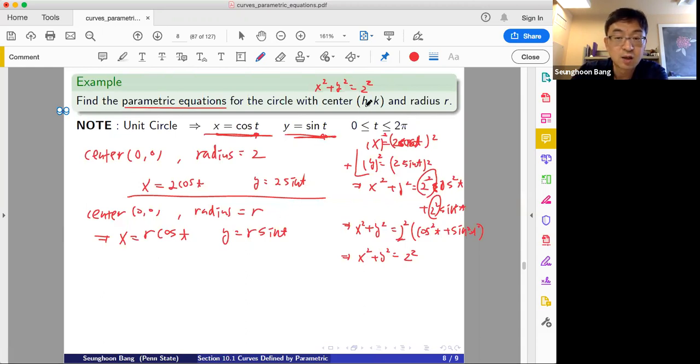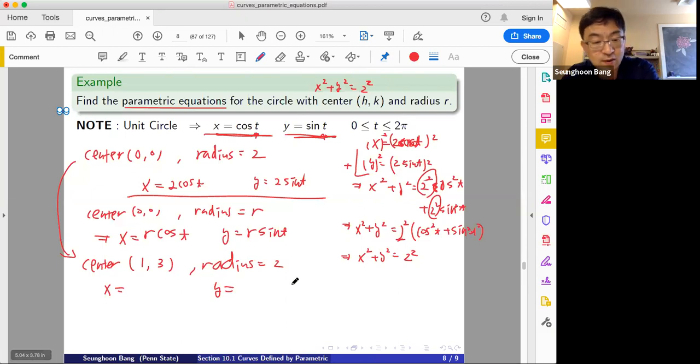So next one. How can we include h and k? From here I can use one more. The center is, I can change it. Center is 1, 3, radius 2. What is the parametric equation? What do you think? What is x? What is y? Do you have any idea? So you have to shift it, right? This one is exactly center 0, 0. You have to shift this circle to the right 1 unit, up 3 units. So how can you find the parametric equations of x and y? Do you have any idea?